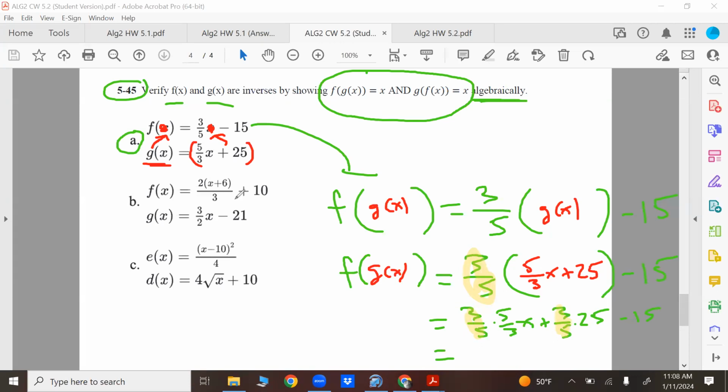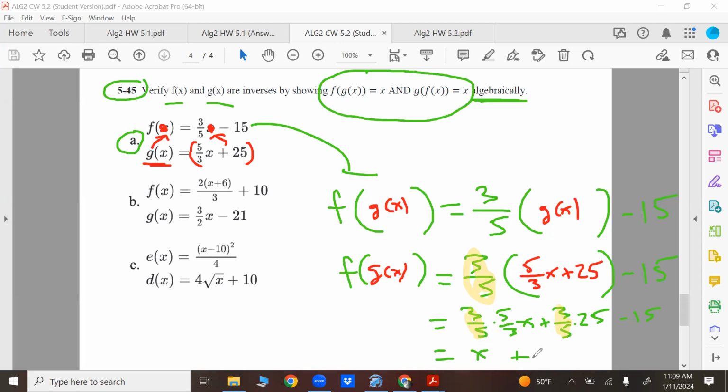Okay. What's 3/5 times 5/3, guys? What happens here? One. Well, it's 1, so you can get x. Okay, good. You can use a calculator if you need to, or just think about it.